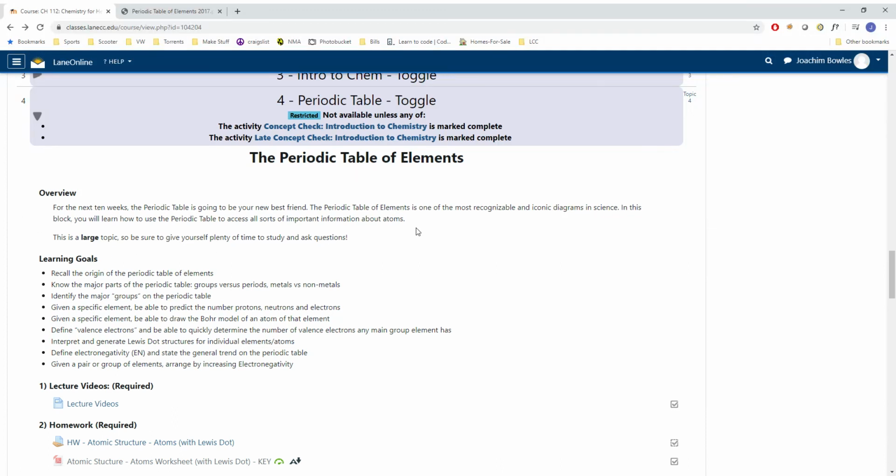Okay, so in this section of the class, we're going to talk about the periodic table of the elements. And this periodic table is going to be a very useful tool for you moving forward. We're going to talk about most of the stuff you can do with it in this section. There's going to be a few things that get added later.